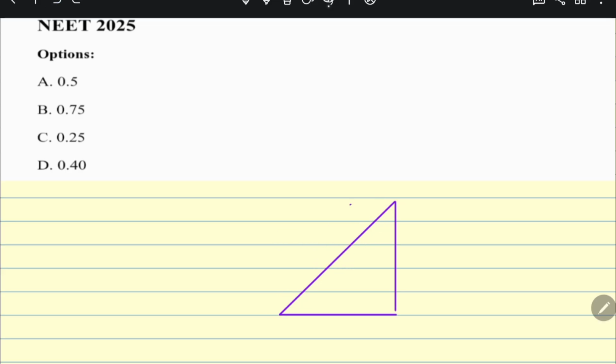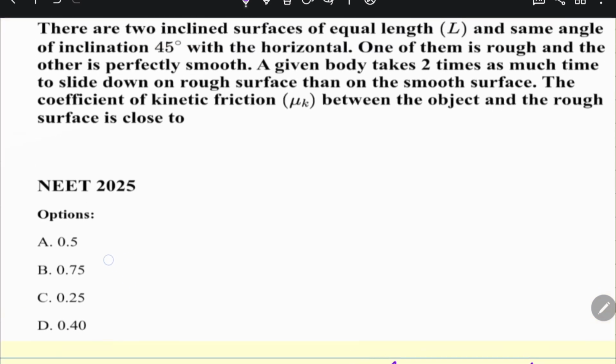Okay, just 1 minute. So there are two inclined planes. Sorry. These are two inclined planes. So I think first I will make the diagram so that it is easier for you to understand. Two inclined planes of equal length.